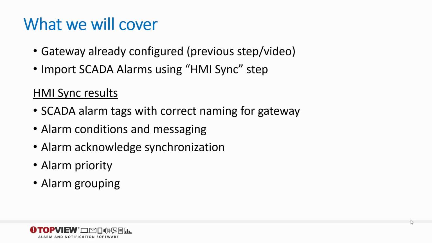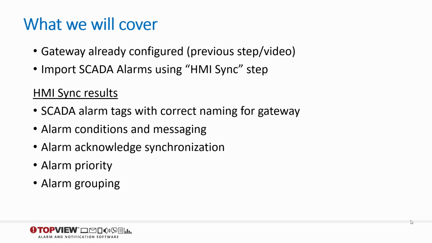This video assumes that you have already configured your gateway in the initial step for SCADA Connect. If you have not performed this step, please see the previous SCADA Connect video. In this video, we'll take a look at the second step for using SCADA Connect, importing your SCADA Alarm Tags into the TopView Configurator. This step is called HMI Sync.